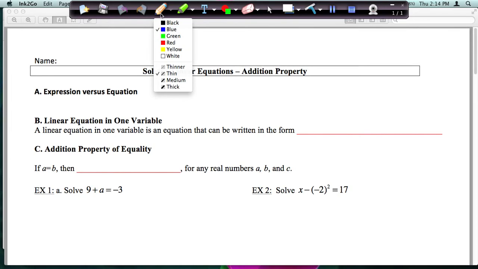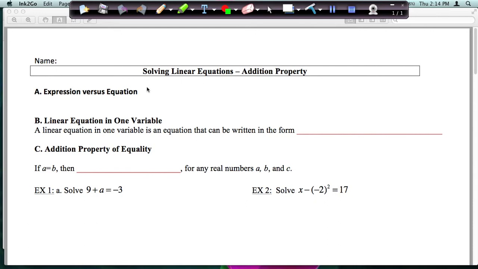Okay, we're going to go ahead and look at solving linear equations, first using the addition property. So remember, you can download these lecture notes and just fill them out together with me, just like you would in a regular classroom. So let's talk about first what is an expression versus an equation.